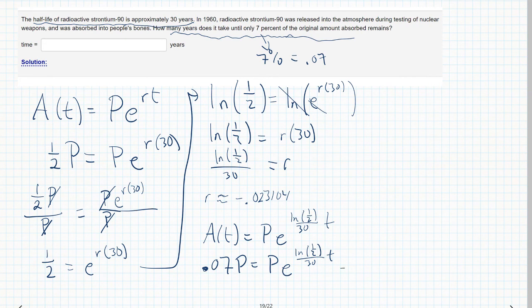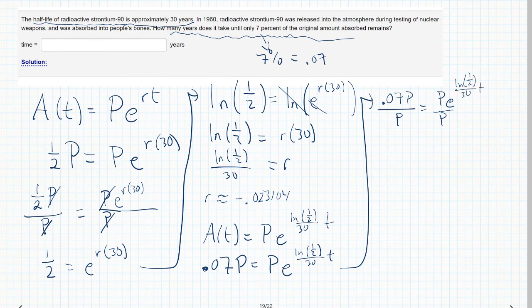Okay. So let's see if we can refine our ninja skills one last time here. Divide both sides by P. And so we go P divided by P, and we have an e to the natural log of 1/2 divided by 30, and then a t. And the P's will cancel on both sides. And we're left with 0.07 equals e to the natural log of 1/2 divided by 30, and then a t.